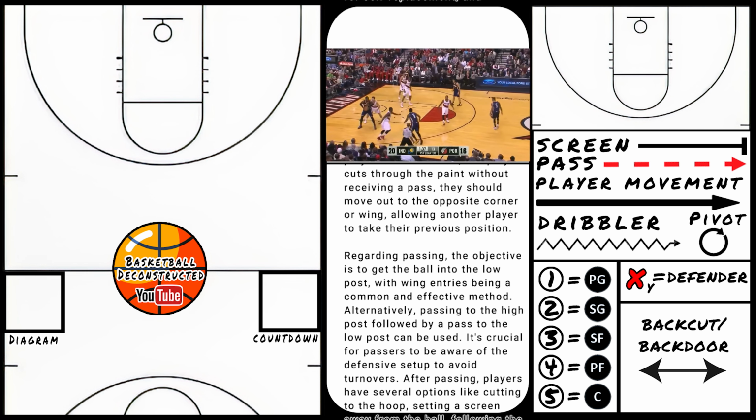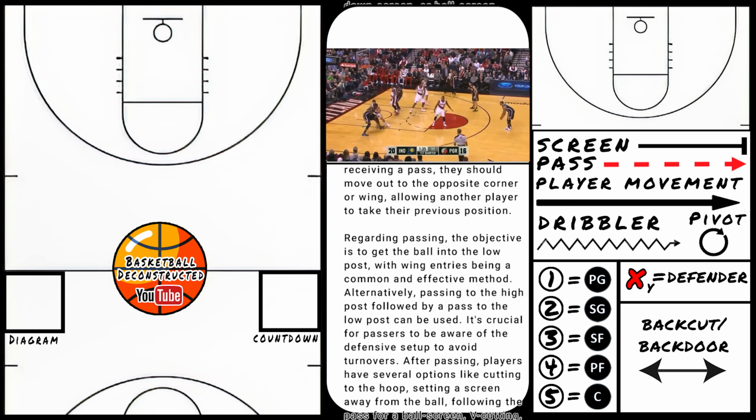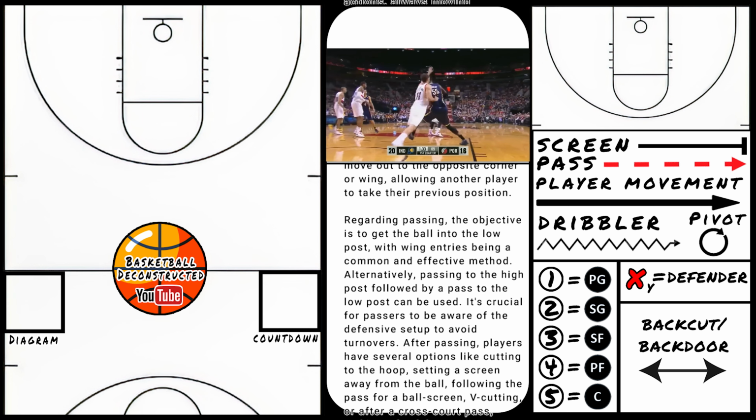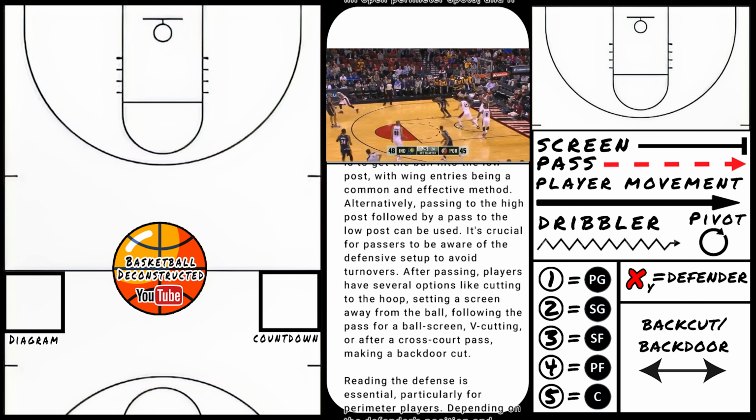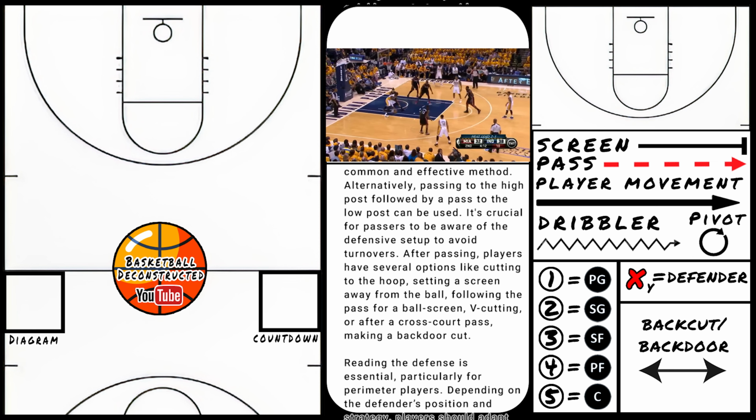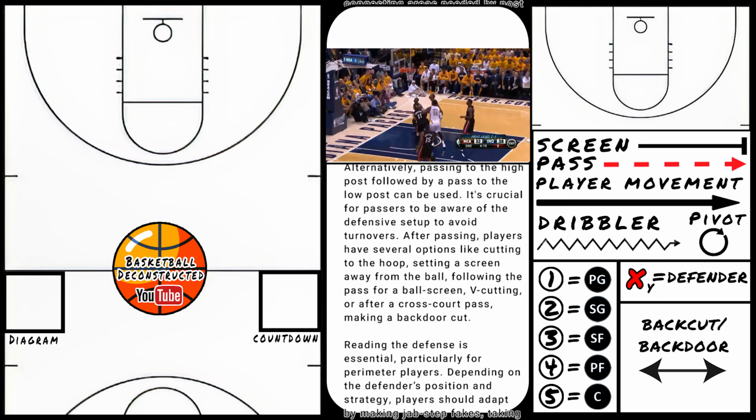Regarding passing, the objective is to get the ball into the low post, with wing entries being a common and effective method. Alternatively, passing to the high post, followed by a pass to the low post, can be used. It's crucial for passers to be aware of the defensive setup to avoid turnovers.